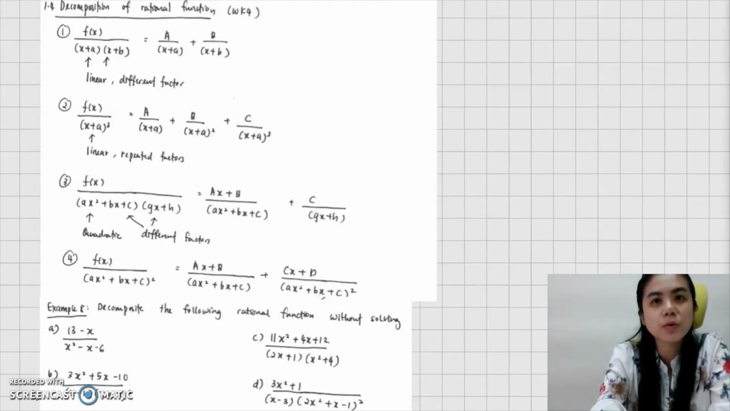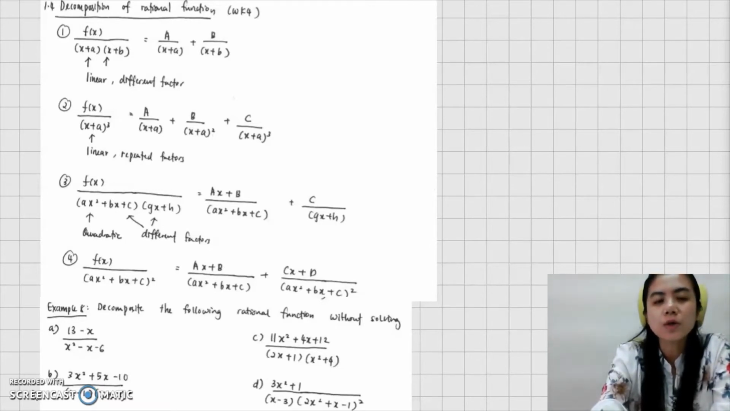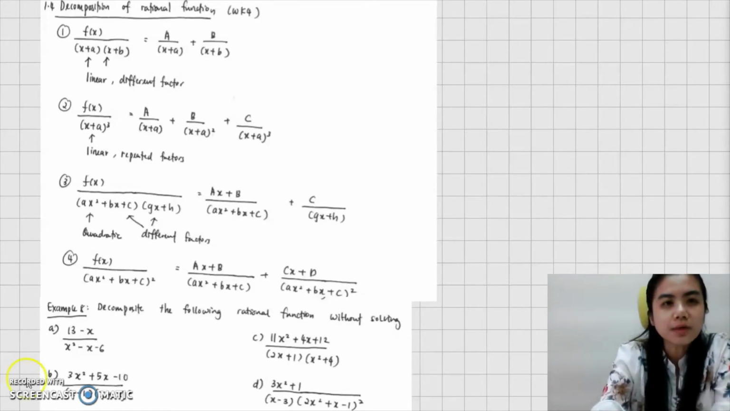So today we're going to learn how to decompose a rational function, when the denominator of the rational function you can factorize. Before we go through the example, let's look at the types of patterns that you might come across later. The first type that you will see is when the factor is linear.